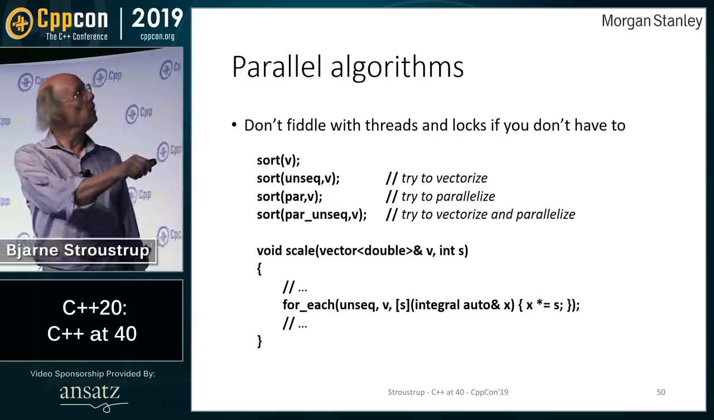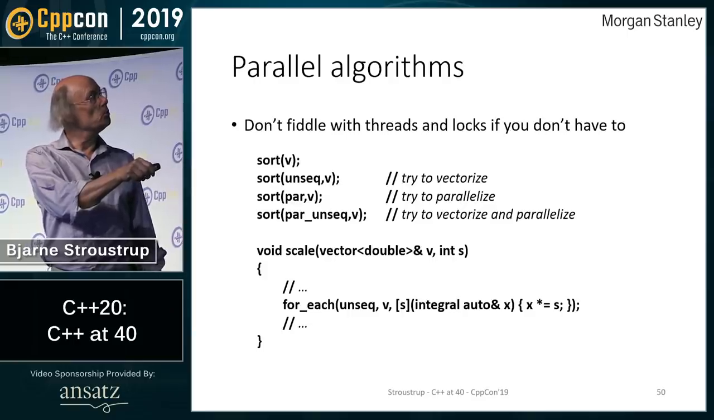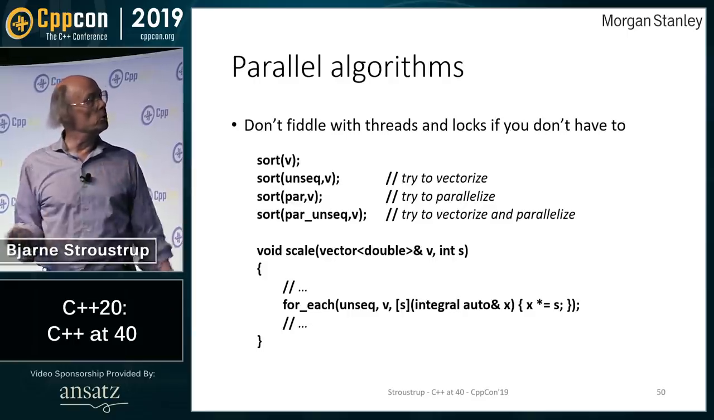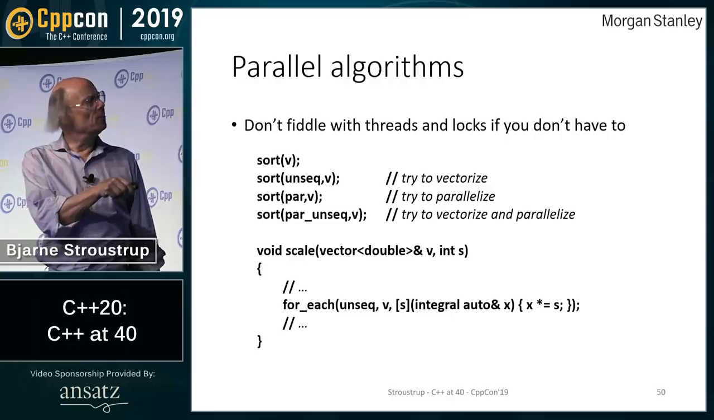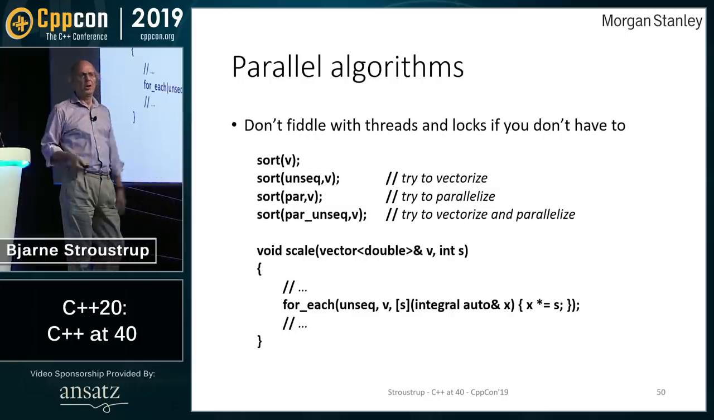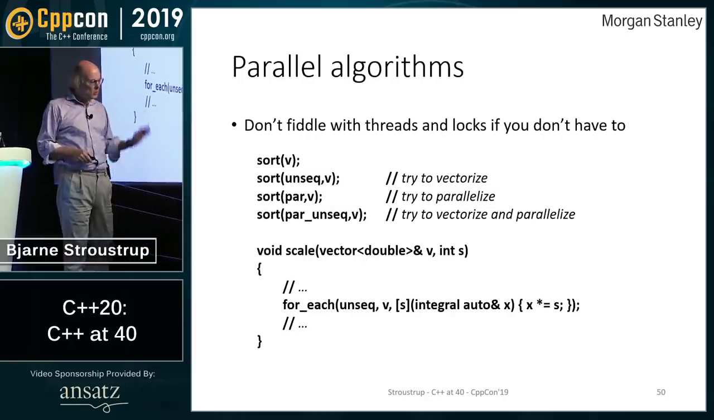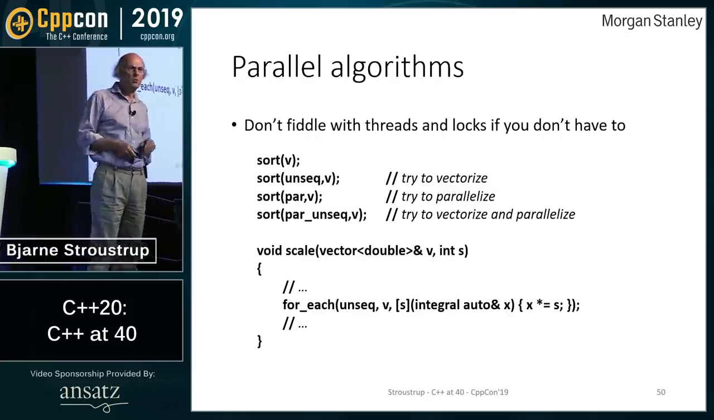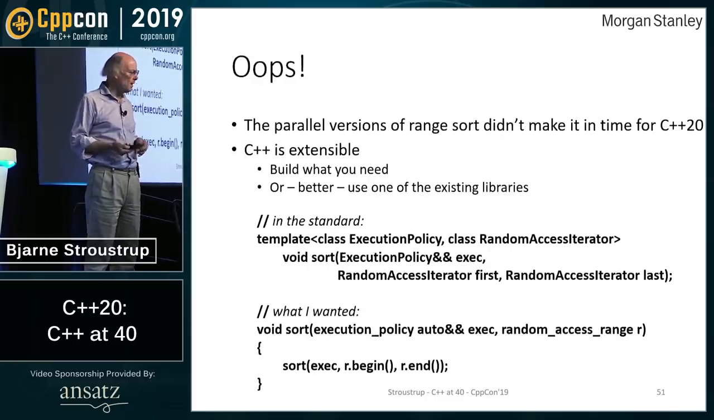So I can give it hints: unseq, par, par_unseq, this is fine. And I can write, there's a scaling function here. I want it vectorized, and I just want to scale all the elements. This is sort of the level of code I would like to write. There's only one snag.